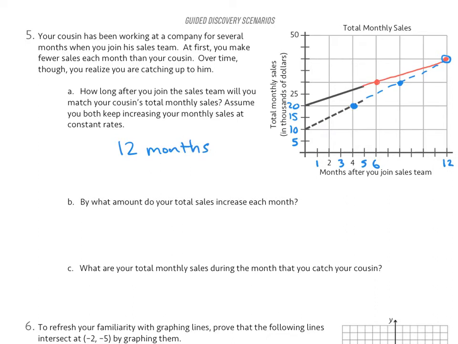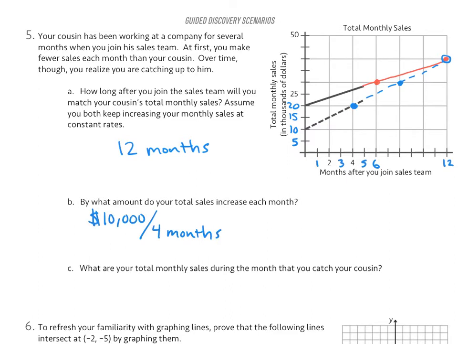Part B. By what amount do your total sales increase each month? These are your total sales, and they increase from here to here by, well, let's go from 10 to 20. That's an increase of $10,000 every how many months? 1, 2, 3, 4. So that's increasing by $10,000 every 4 months. Up 10,000, right 4 months. So let's write that as a rate, $10,000 per 4 months.